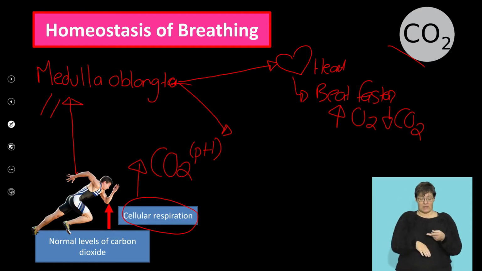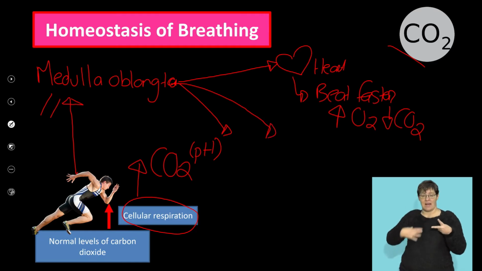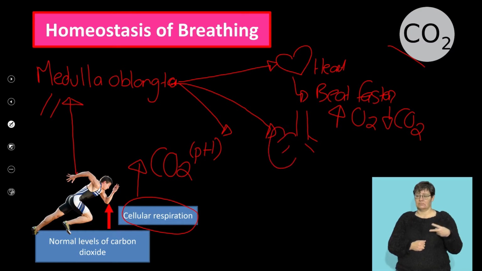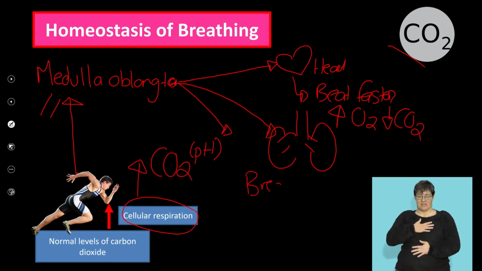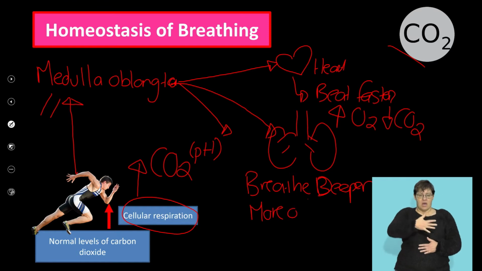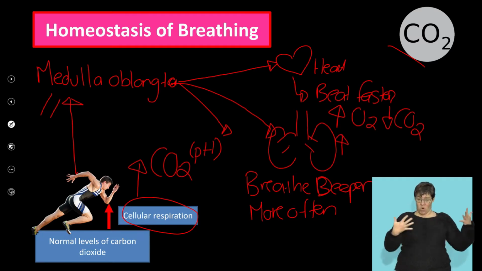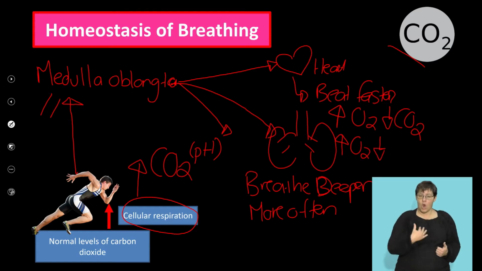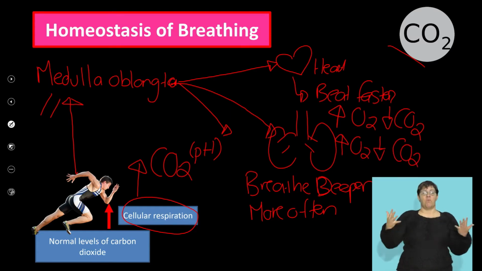The second organ it sends a message to is my lungs. Here are my lungs, and the trachea. What does it say to the lungs? It says you must breathe in deeper, a big breath, and you must breathe in more often. If I breathe in deeper and more often, what am I doing? I'm increasing my oxygen and I'm getting my carbon dioxide out faster.